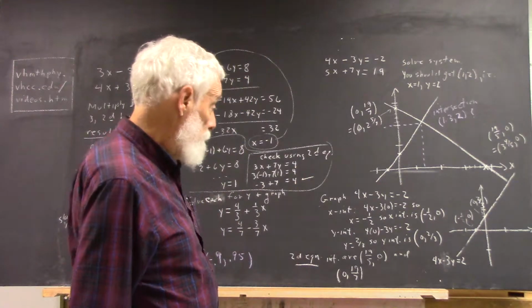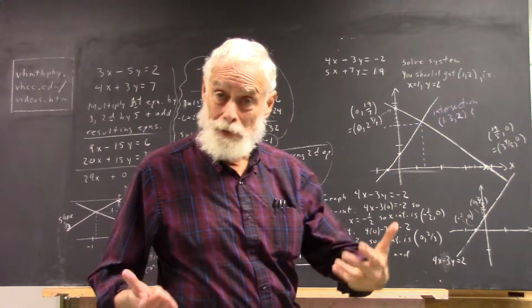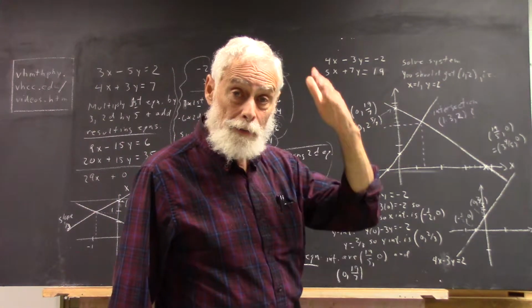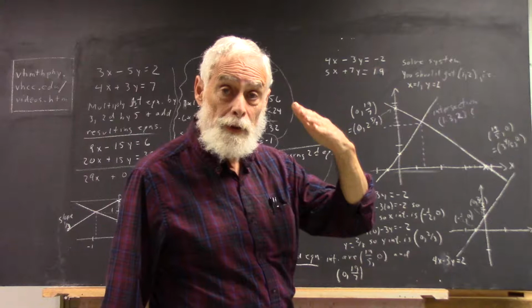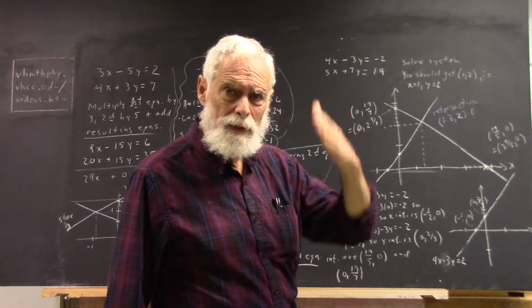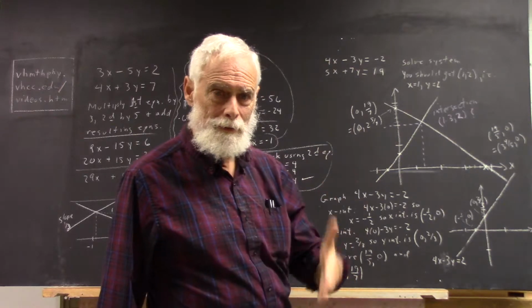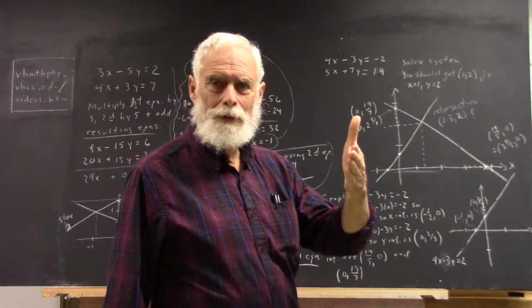The y-intercept occurs when x equals 0, because the y-intercept is on the y-axis, and everywhere on the y-axis the x-coordinate is 0.